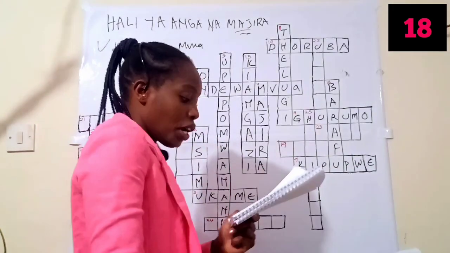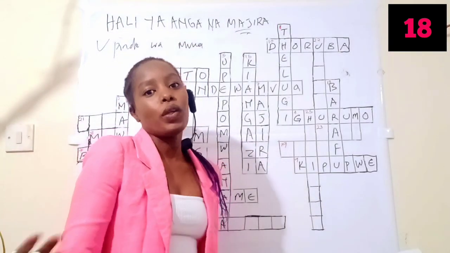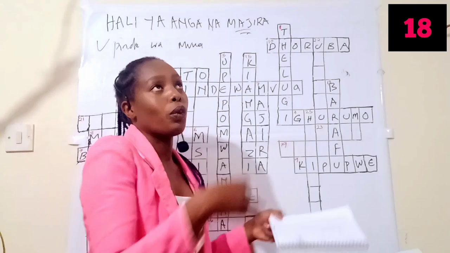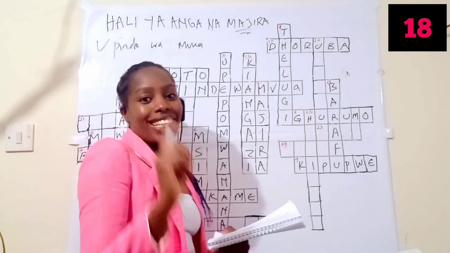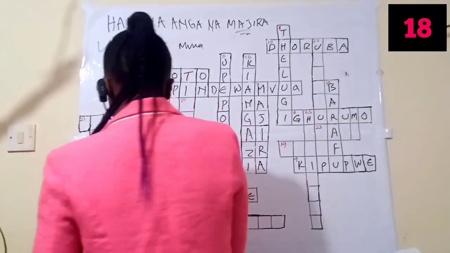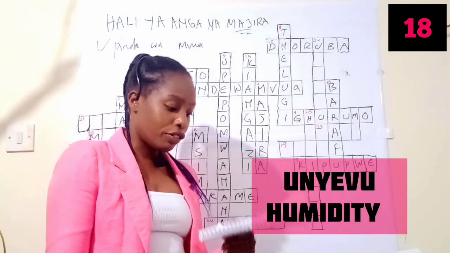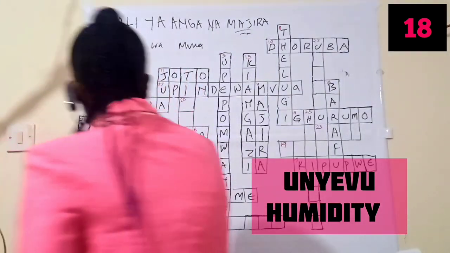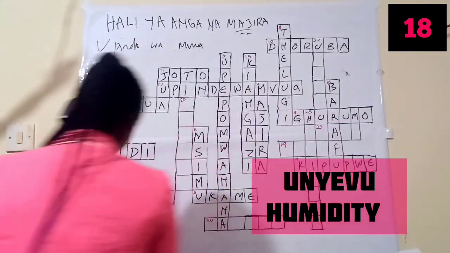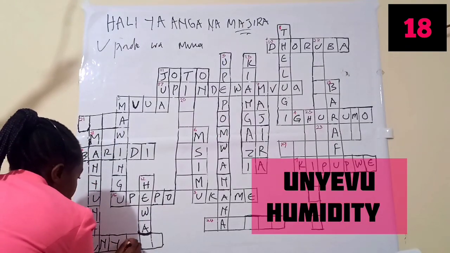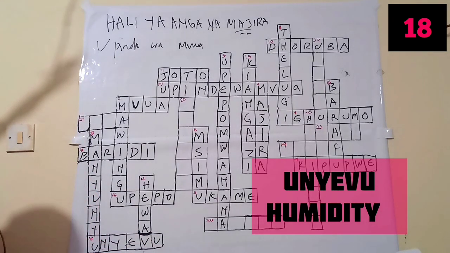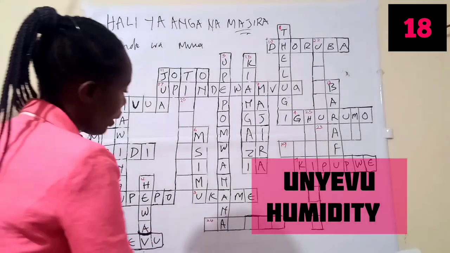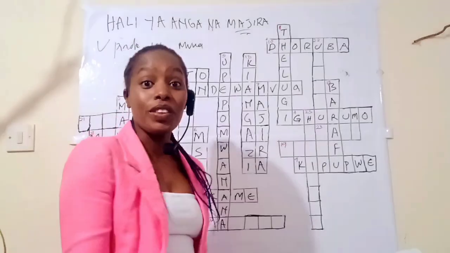Number 18. What is number 18? Number 18 is humidity. Yes, there's a lot of humidity, like water in the air. So what is humidity in Swahili? Humidity in Swahili is unyevu. So let's look for number 18. Where is it? Ah, here. Unyevu. Humidity. Okay. So let's go to number 19.